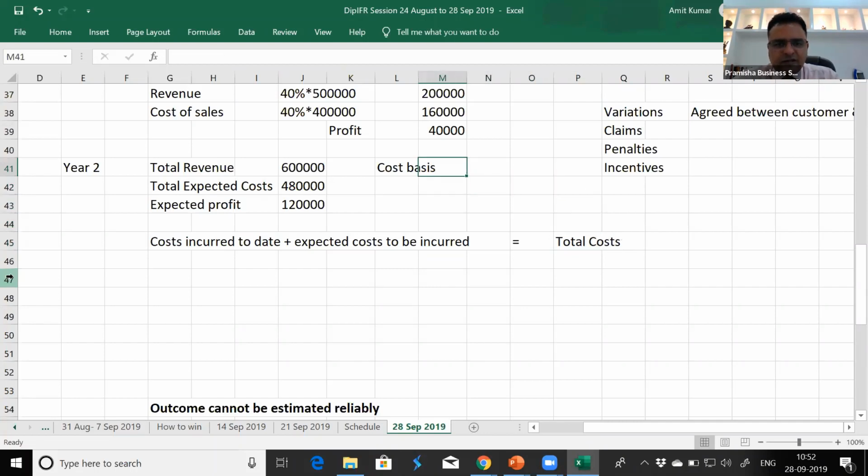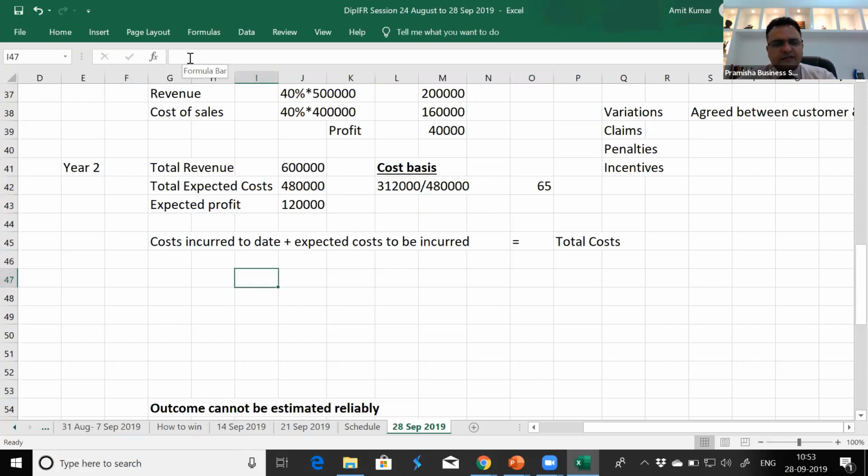So on cost basis method, cost incurred to date is, I suppose, 300,000. Total expected cost, incurred to date plus expected cost to be incurred, I believe it to be 480,000, which gives me a percentage of 62.5. 312,000, I'm assuming, is the cost incurred to date, and gives me a percentage of 65%.